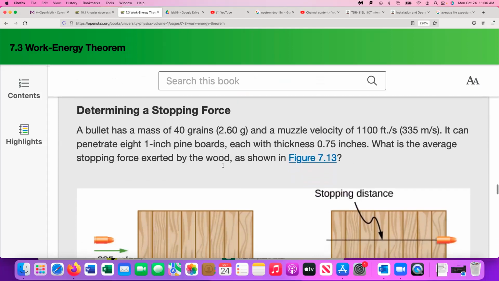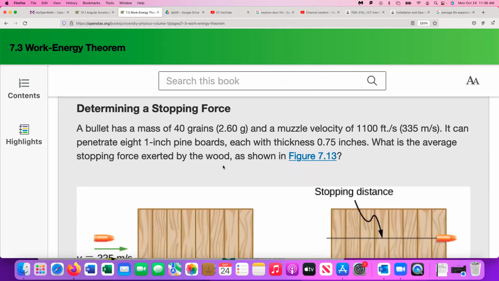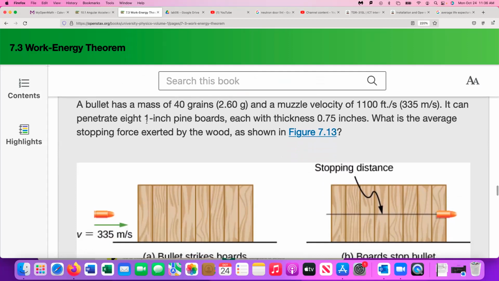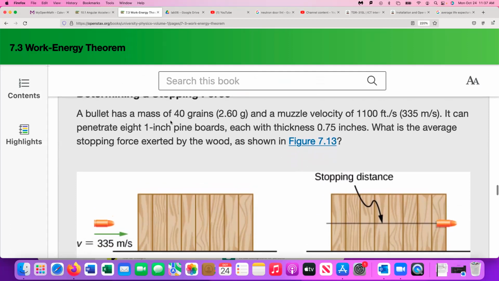Here we have a bullet that's being stopped by a block of wood. So you're shooting this bullet. They tell you the mass, they tell you the velocity, and they're telling you that it can penetrate 8 1-inch pine boards, each with a thickness of 0.75 inches, before it stops. So what have they told us? They've told us mass, velocity, and the distance that the force is applied for stopping it, right? The stopping distance.